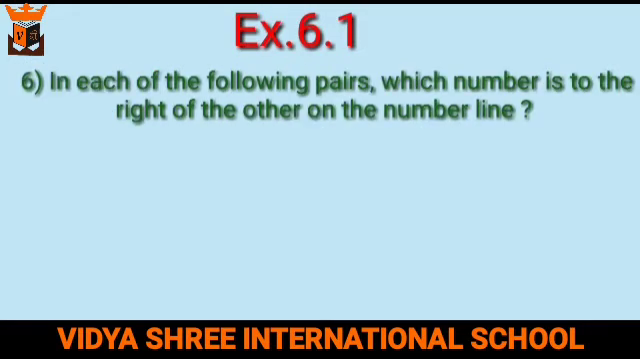Now moving to the question number 6. In each of the following pairs, which number is to the right of the other on the number line?